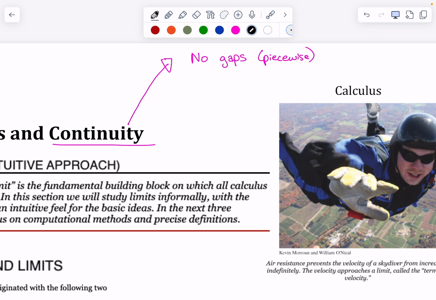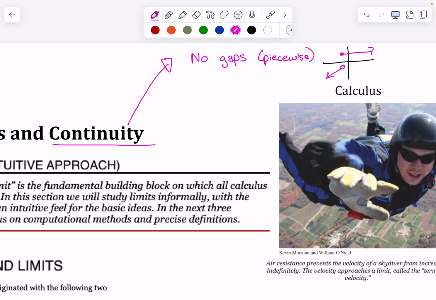An example of that, a piecewise function. A piecewise function is one that has a function here and then another function here, right? That's a gap. That is not a continuous function, right? There are no gaps, and that occurs with a piecewise function. So there are no jumps or anything like that, right? A continuous function has no jumps.